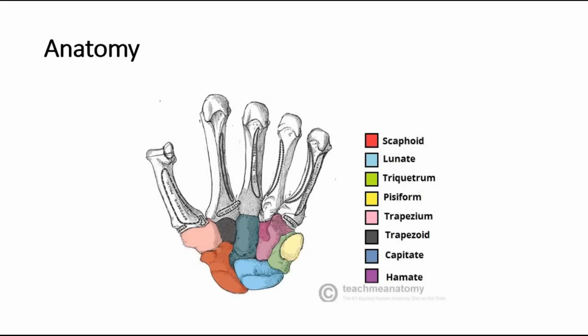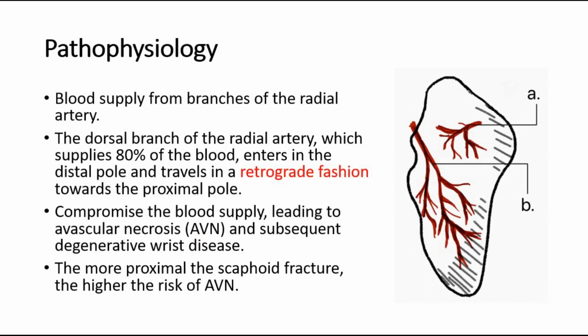This picture shows the small bones in the hand. This red color is the scaphoid bone, near the thumb. It is important to appreciate the blood supply to the scaphoid, which is by branches of the radial artery. The dorsal branch of the radial artery, which supplies 80% of the blood, enters in the distal pole, and travels in a retrograde fashion towards the proximal pole.